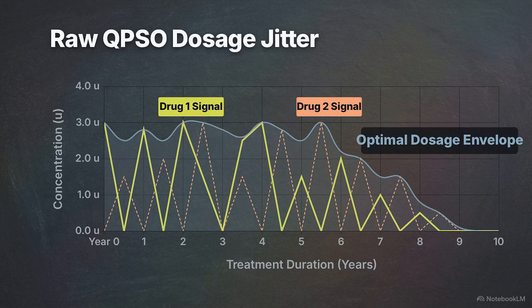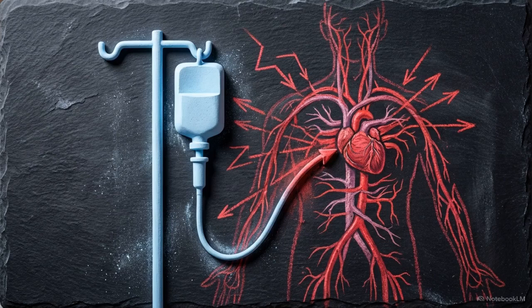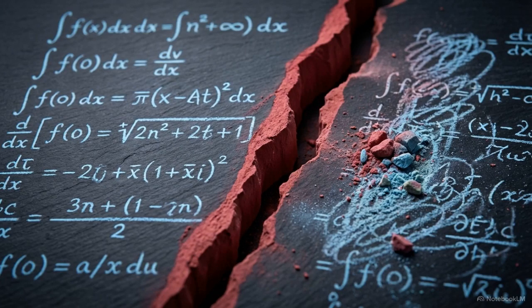However, the raw output produces a high-frequency, bang-bang-style jitter, where the dosage spikes up and down instantly. Administering this rapidly oscillating dosage schedule is physically impossible in a clinical setting and would be highly toxic to a human patient. Meta-heuristics possess the mathematical power to find the global optimum without costate integration, but their raw outputs are too chaotic for direct medical application.